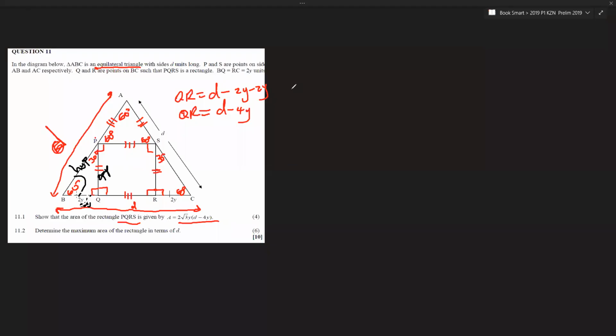Okay. Let's do 11.2 now. So in 11.2, remember our area formula is 2 root 3 y times (d minus 4y). And if you check here, they want us to determine the maximum area. Remember with calculus, the maximum area is going to be when we derive and get 0. Remember for minima and maximum, we derive and equate to 0.